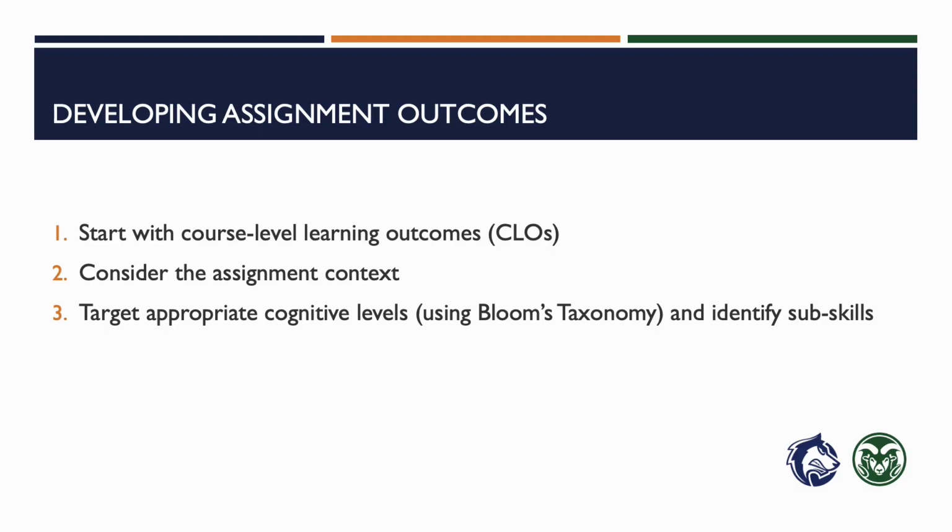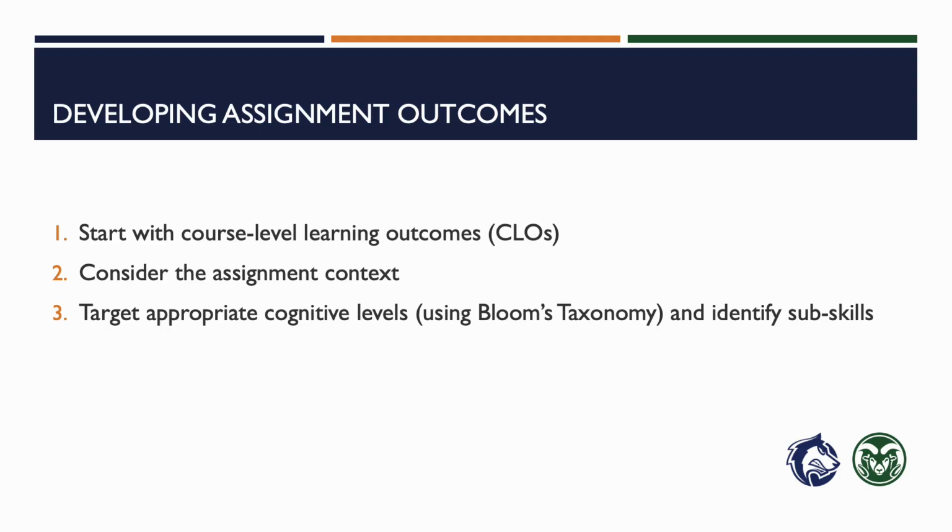Number 3, target the appropriate cognitive levels. We're going to talk about Bloom's taxonomy in a couple slides. Essentially, this means for first year courses, focus more on the lower levels of the taxonomy, and upper year courses should emphasize more higher order thinking.